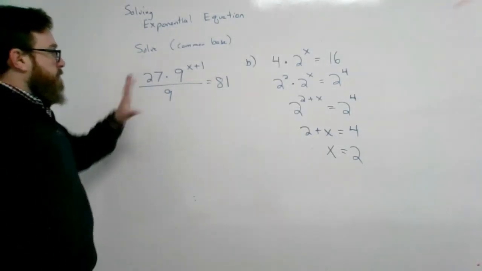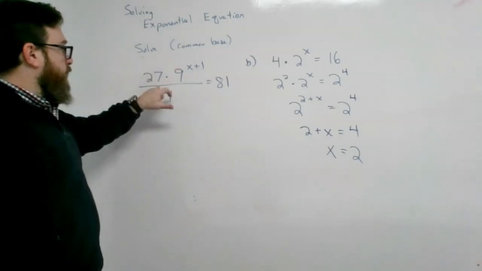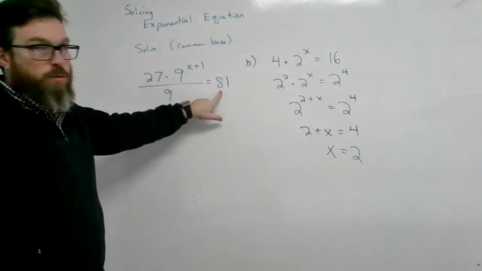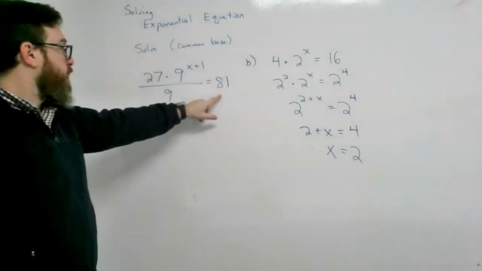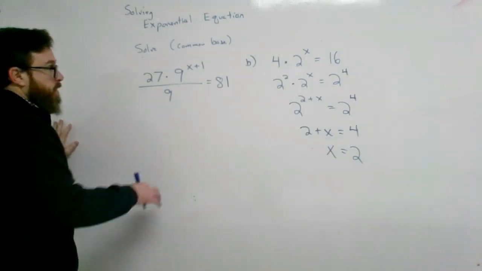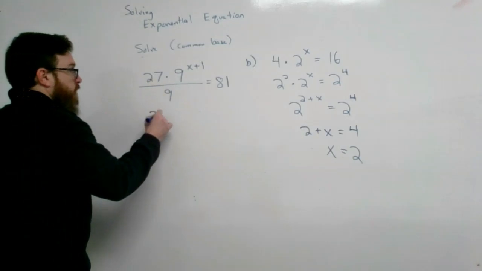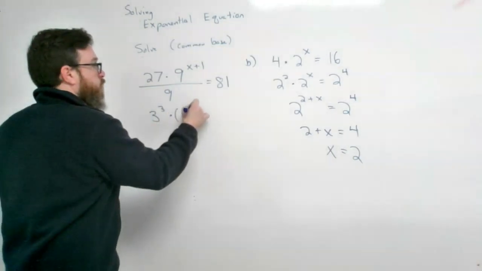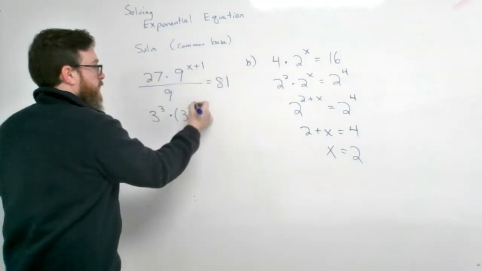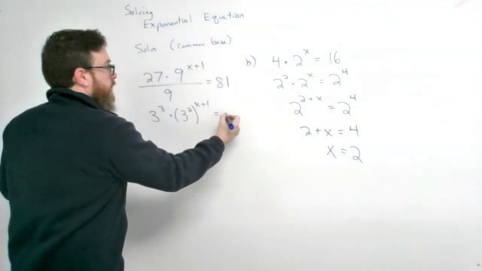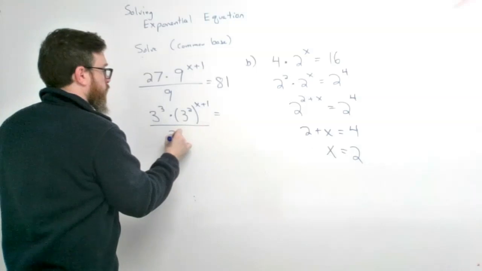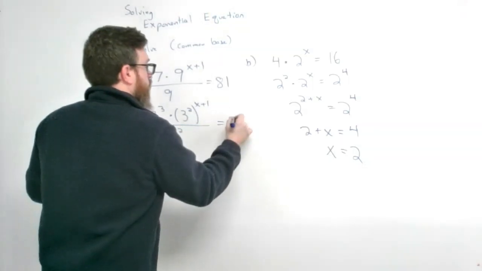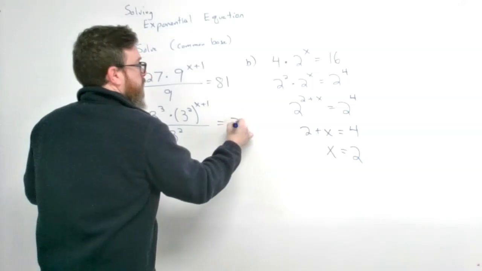Notice that with 3 factors over here, each one of these things can be written as base 3. 81 can also be written as base 3. So I'm going to write everything as exponential base 3. So 27 is 3 cubed. 9 is going to be 3 squared raised to the x plus 1, all over 3 squared. 81 is going to be 3 to the 4th.